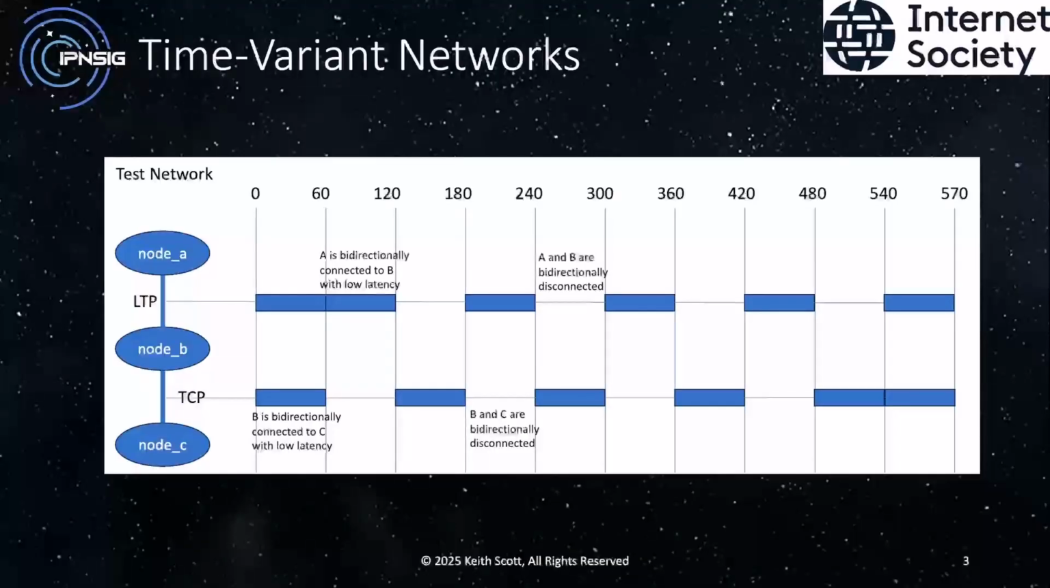And then on the bottom, between node B and node C, there's bidirectional connectivity between them for 0 to 60 seconds. Then they're disconnected until 120, connected from 120 to 180, and so on. So what this does obviously is it builds a network where for the first 60 seconds you've got connectivity all the way through, and after that you never have end-to-end connectivity. You've only ever got connectivity from one of the end nodes into the middle.